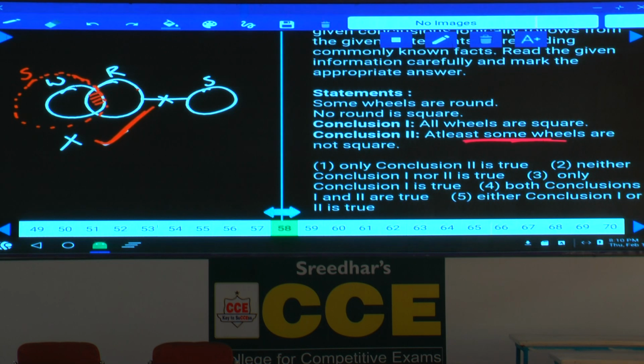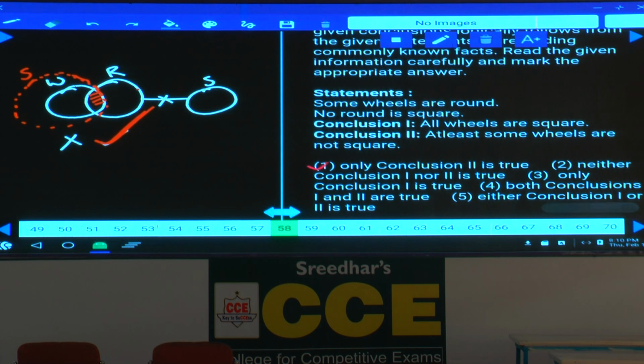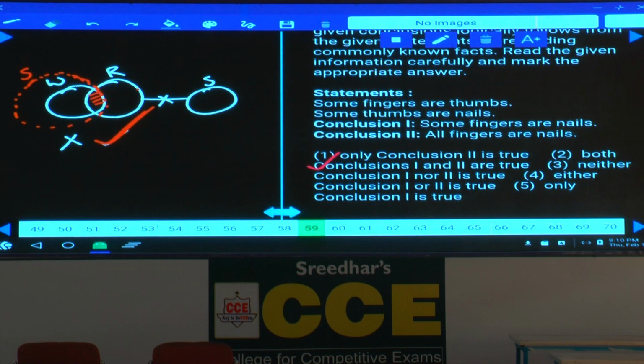Hence what is your answer? Only conclusion 2 is true, choice 1. Question number 58, choice 1 is the answer. Then 59.